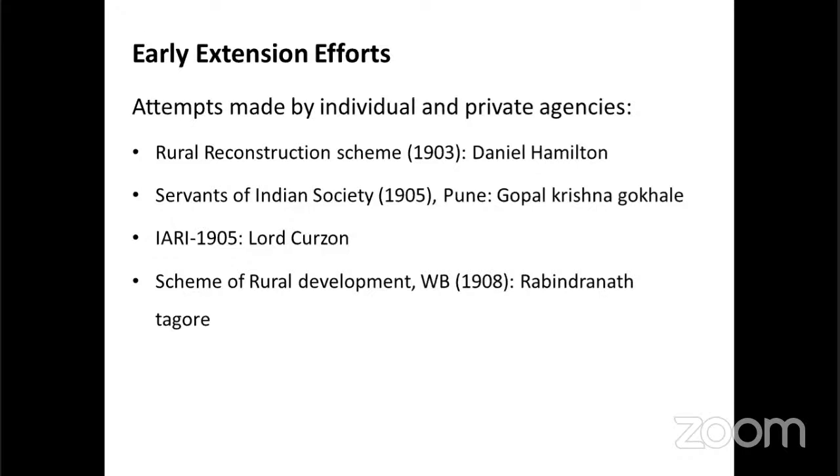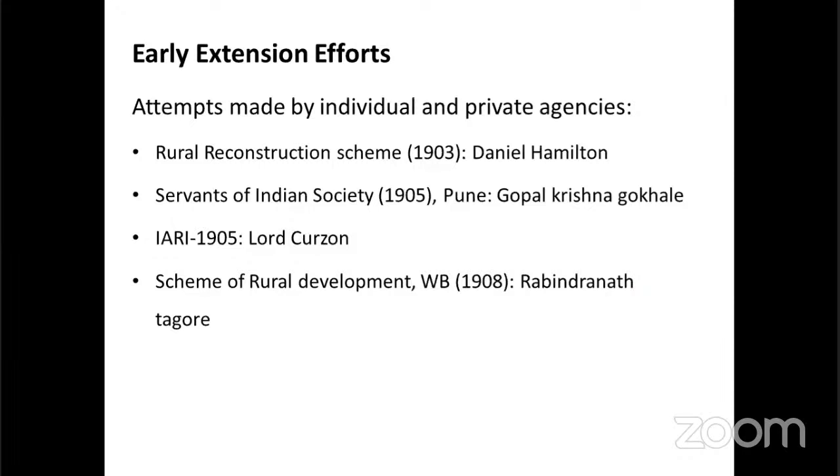So let's go to the subject. The scheme of rural development was started by Rabindranath Tagore in West Bengal in the year 1908. Rabindranath Tagore started the scheme of rural development, and also the Sriniketan scheme. Sriniketan is the experiment which was started in the place of Santiniketan by Rabindranath Tagore. Friends, please don't confuse the scheme of rural development with the rural reconstruction scheme, because both started with the word rural. The rural reconstruction scheme and institute were by Daniel Hamilton, who was the governor. The scheme of rural development and the Sriniketan experiment were started by Rabindranath Tagore.